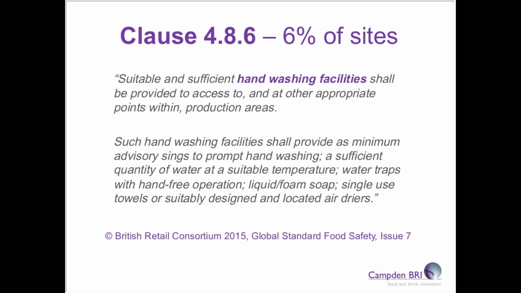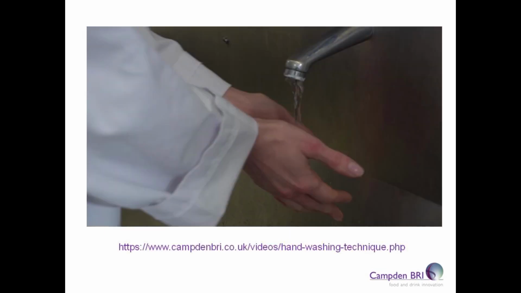The next clause is 4.8.6, and around 6% of sites have a problem here. And it talks about suitable and sufficient hand washing facilities, and it has minimum advisory signs to prompt people to wash their hands, sufficient quantity of water at a suitable temperature. If it's too hot, people won't clean. If it's too cold, people won't clean. Taps with hands-free operation, liquid foam or soap, single-use towels or suitably designed and located air dryers. So some very specific requirements here, and a large number of sites have a problem with these.